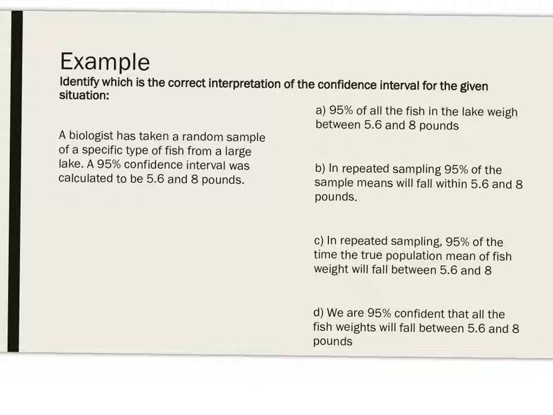No. What it's actually saying is that if we had 100 fish in this lake, let's make it simple, 95 of them would have weights in between 5.6 and 8 pounds. That's not what we're interested in at all. We're actually interested in the mean weight of the fish altogether. This is saying that each individual fish is in there. So that's not going to cut it for what we want to do. So this first answer, A, is not correct.